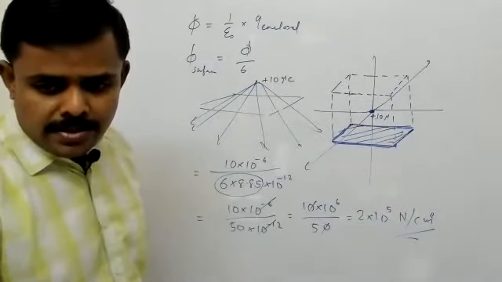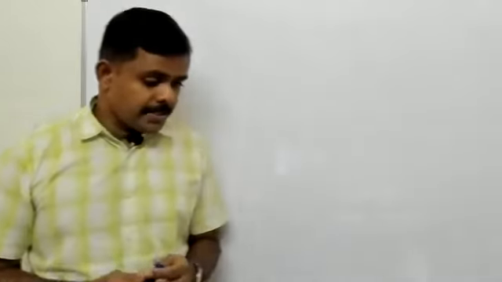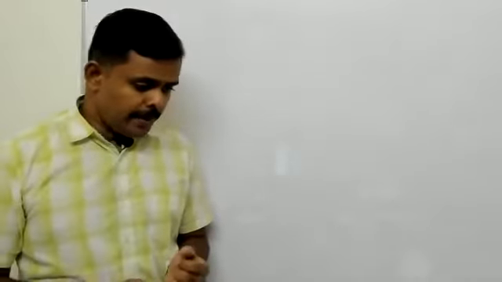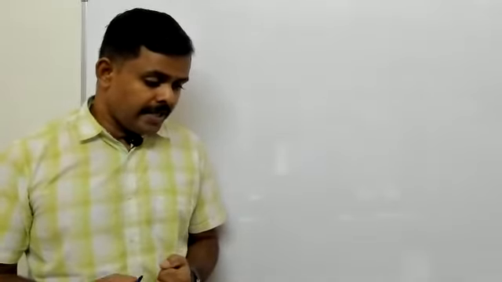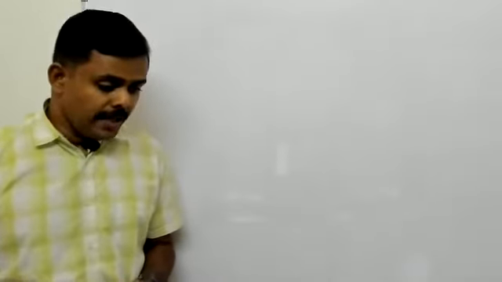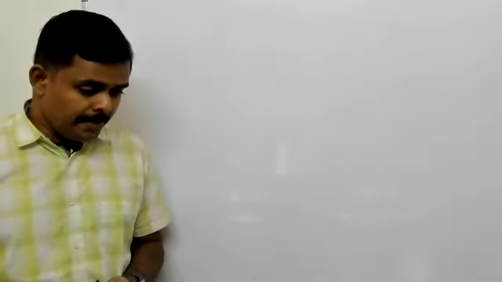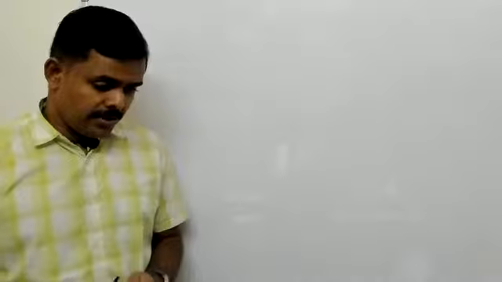Did you understand this? Question number 6. Again, a repeated foreign paper question. The uniformly charged conducting sphere, 2.4 meter diameter, has a surface charge density of 80 microcoulomb per meter square. Find the charge on the sphere. What is the total electric flux leaving the surface of the sphere?